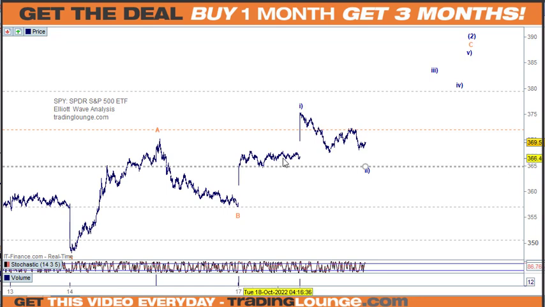But this dog leg here makes it very difficult to count, but I'm going to look at it as the A, the B, and then 1 and 2 coming back here. So an A wave here in 5 waves, the B wave in 3, and then this dropping here before moving up. So I'm looking at all of that as wave 1.